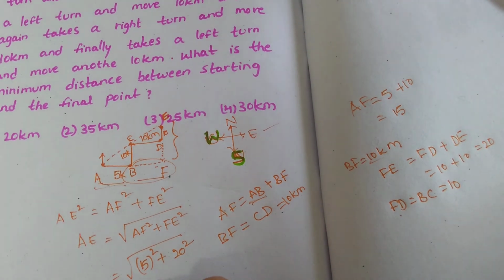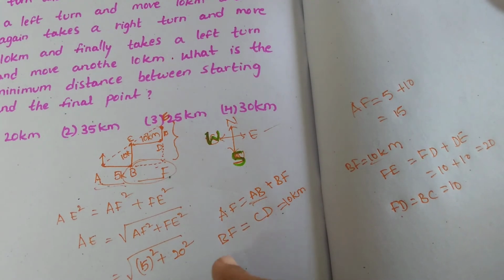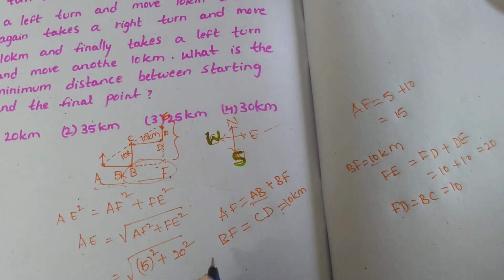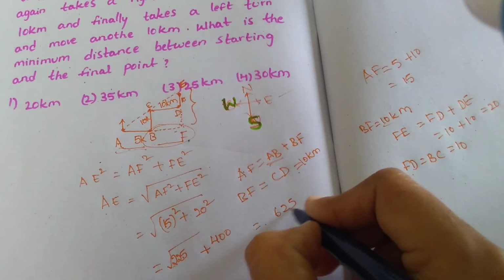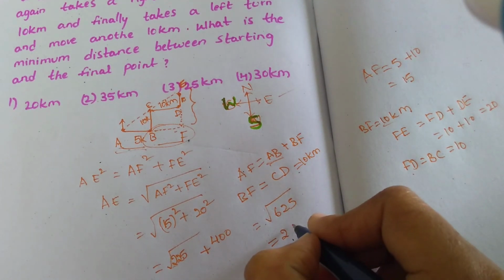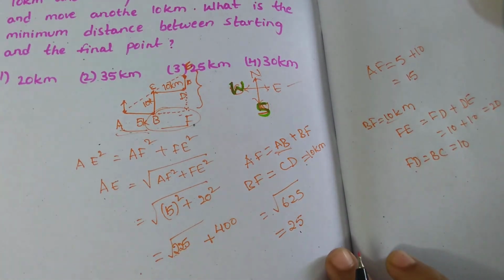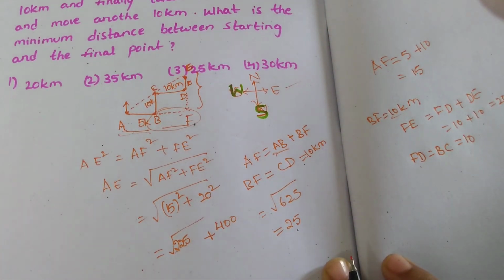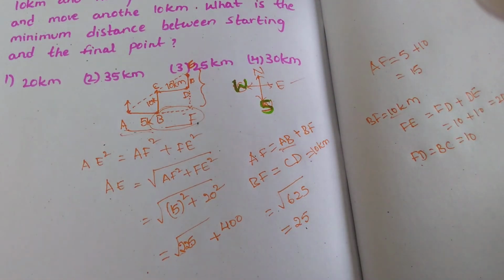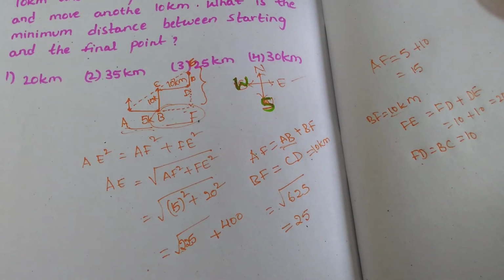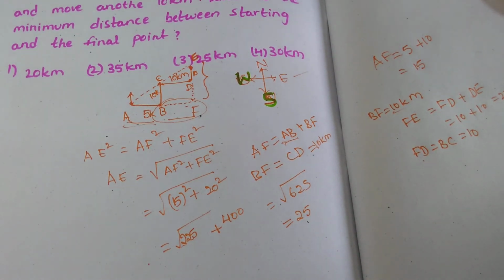15 square is 225 plus 20 square 400 is 625. The square root of 625 equals 25. So the distance between A and E is 25 kilometers. Clearly, the minimum distance between starting and the final point is 25 kilometers. Hence the option is 3.